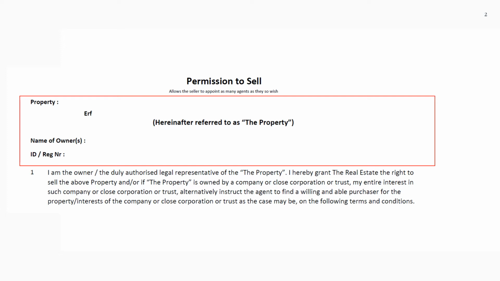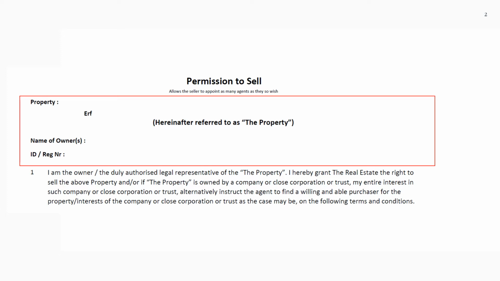Section 1 specifically deals with who is the person selling this property, which property is being sold, and does that specific person have the authority and is the legal representative to sell that property. They are then given the right to the specific estate agent to market the property.